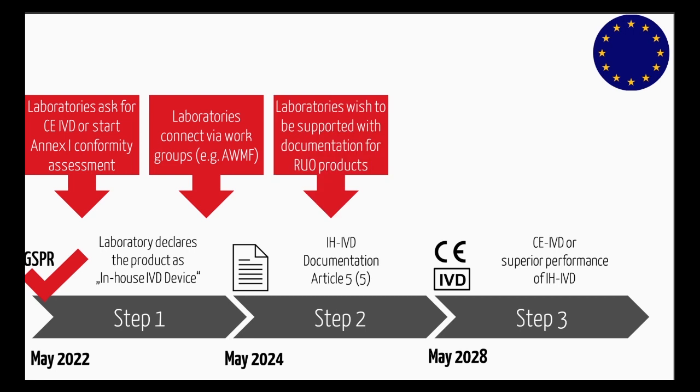And in the second phase, or the second step, the laboratories wish to be supported with documentation for research use only products. So they will get back to the manufacturers of research use only products, and they shall provide them information and study data, at least analytical performance data, so that they do not have to reinvent the wheel and do the same job a second time.